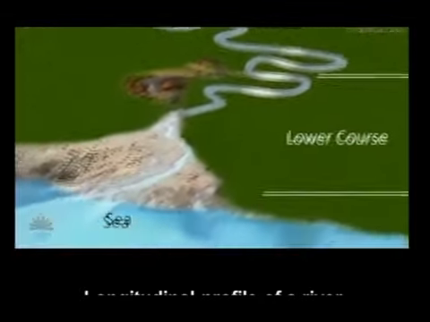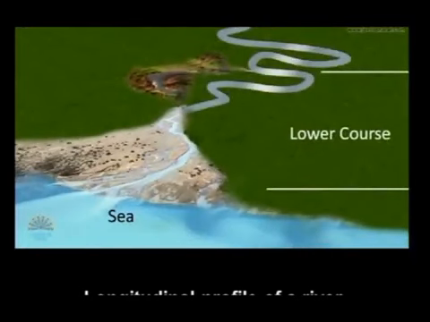The third part of the river is the lower course, which has a gentle slope and is almost flat. The river channel is usually at its widest and deepest here, because the amount of water flowing within the river is at its greatest.